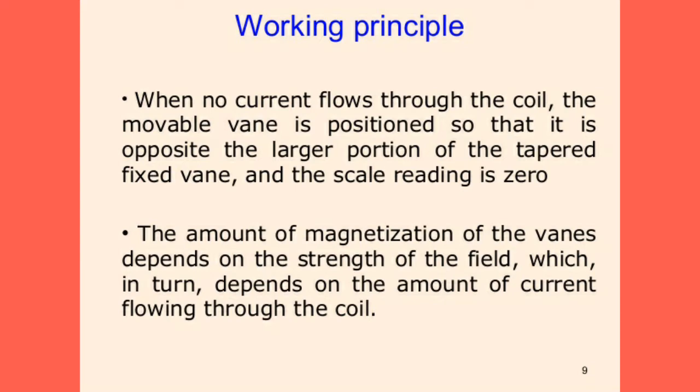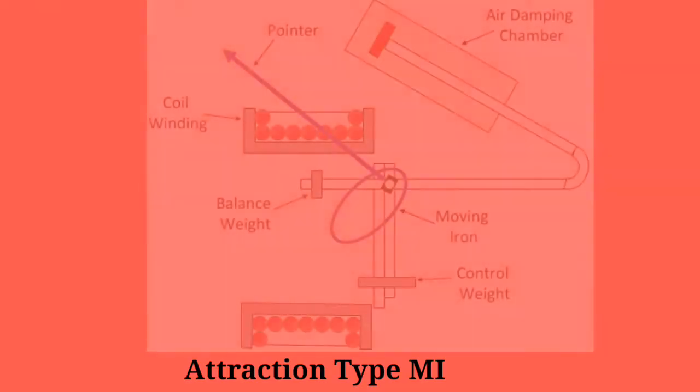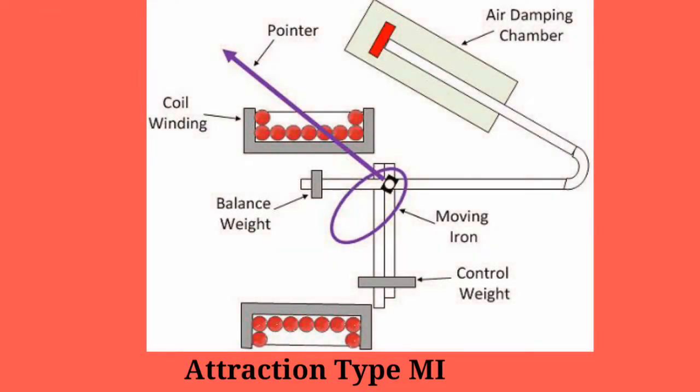What is the classification of moving iron instruments? Attraction and repulsion are the types of moving iron instruments. There are two types: one is the attraction type, another is the repulsion type. In the attraction type, the instrument in which the iron vane is attracted from the weaker field towards the stronger field is known as an attraction type instrument.